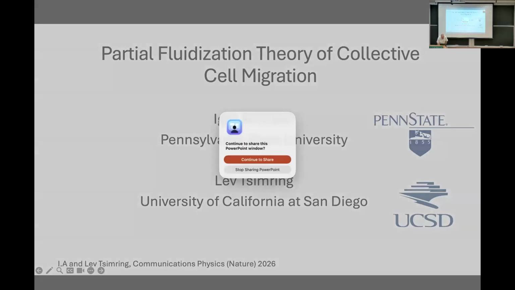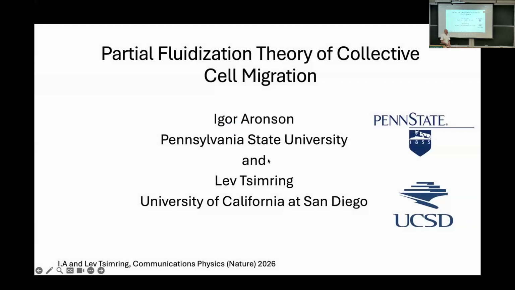This work is about a coarse-grained description of collective cell migration. It was published last week in Communications Physics, and this work was done in collaboration with my friend and collaborator of many years, Lev Simrin from the University of San Diego.